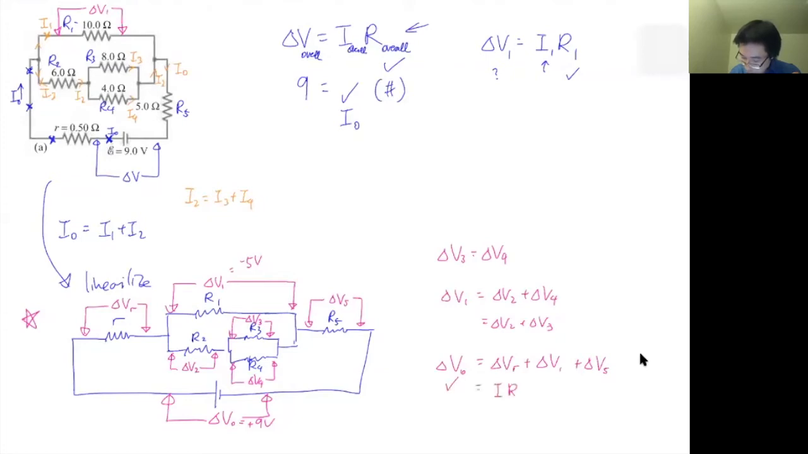But don't just write IR, because this is confusing. Make sure you label it. This is the little r. This is for I5, right? So do I know R5? Yes. Do I know little r? Yes. Sorry, it's a little confusing. Maybe I should just write little r, but you get the point.